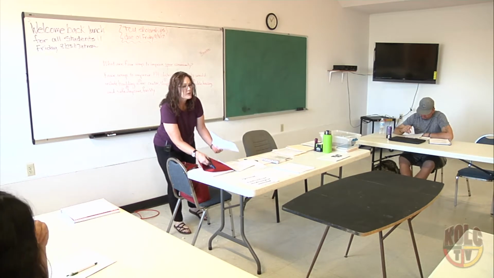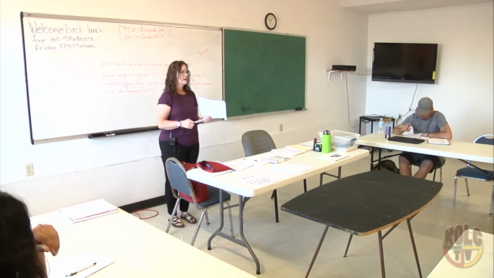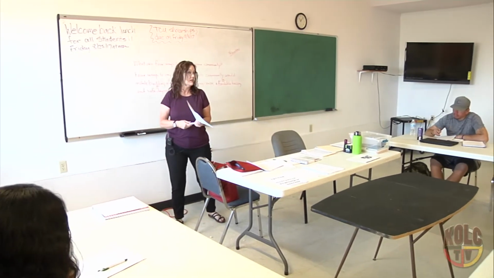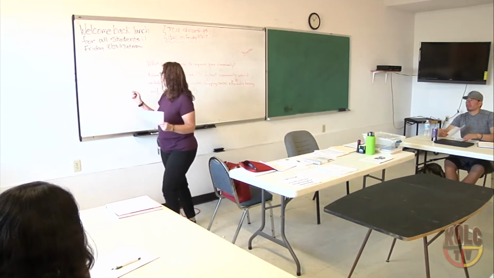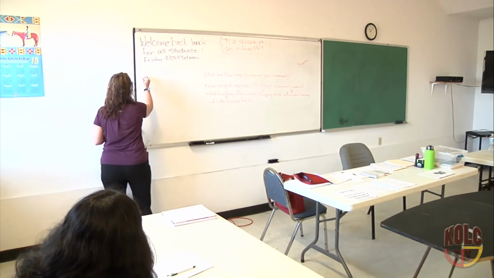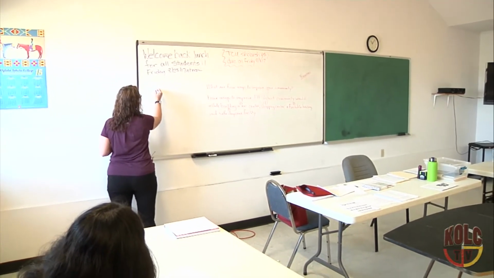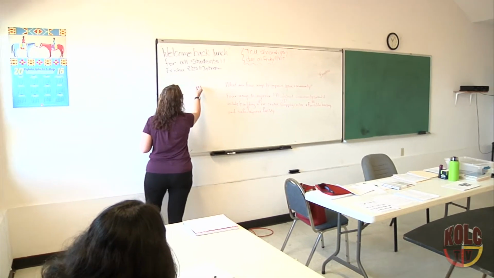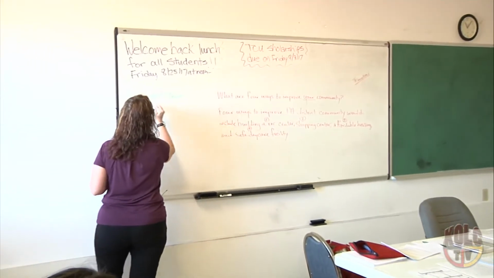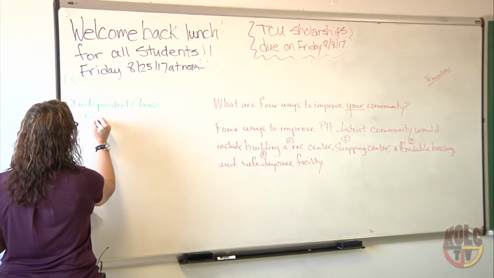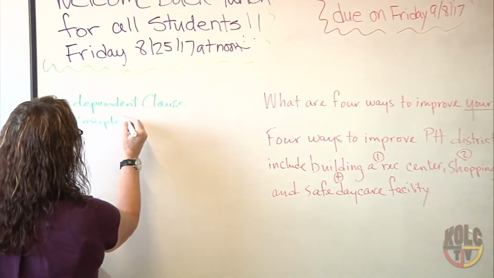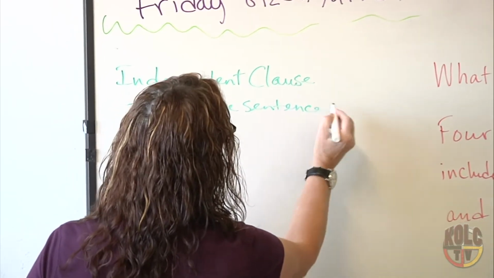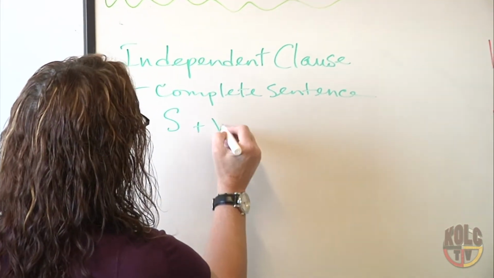What's an independent clause? Does anybody know? What's a complete sentence? What do you need in it? An independent clause means just that. It stands on its own. Okay? It is a complete sentence. And that means it has a subject plus a verb.